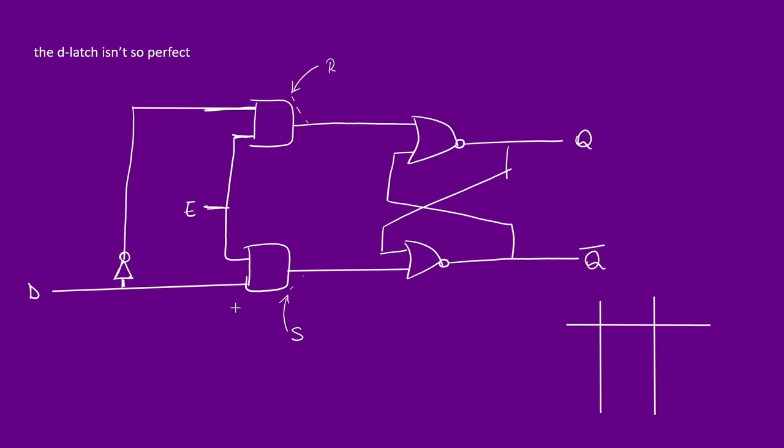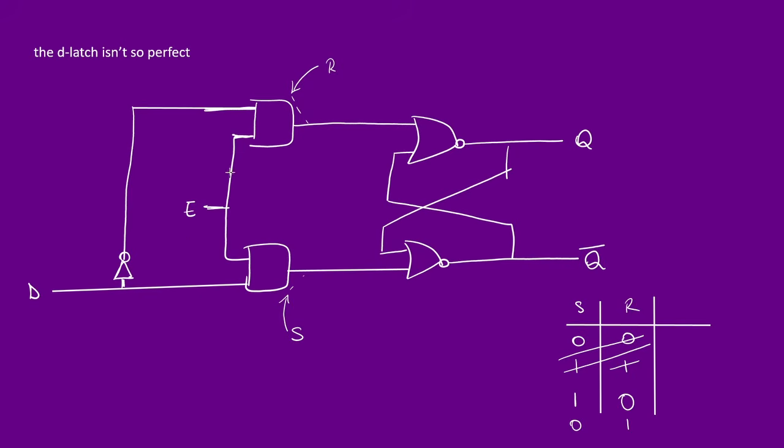Because with the D latch now, because we have one input and because we have an inverter, these two can never be the same thing, which means the input states 0 and 0, and 1 and 1 can't happen in the D latch. They're always going to be opposites. So the only states we can have on the S line and the R line are 1 and 0, and 0 and 1.